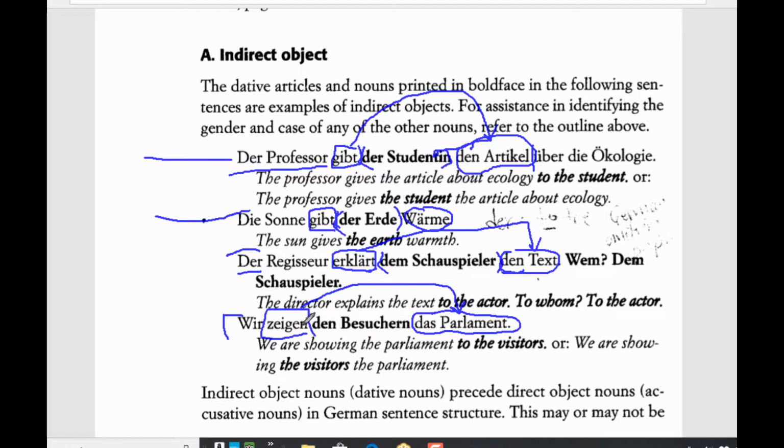And den Besuchern is what case, obviously? Den Besuchern is in the dative, plural. Dative plural, yeah. Now, why is this den here in the dative? Because that's the article for the plural, and the plural in the dative picks up an n at the end. And what about this n here? That's the additional one that the plural dative case picks up on the original noun.